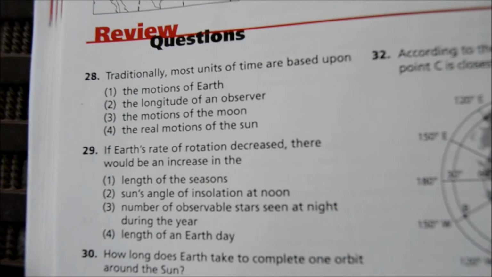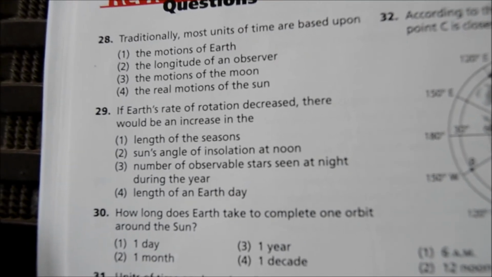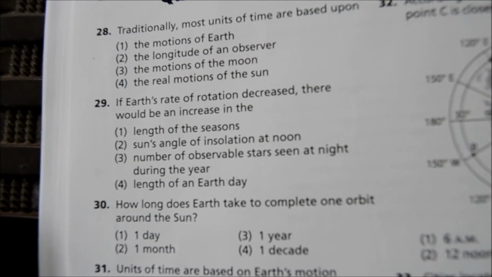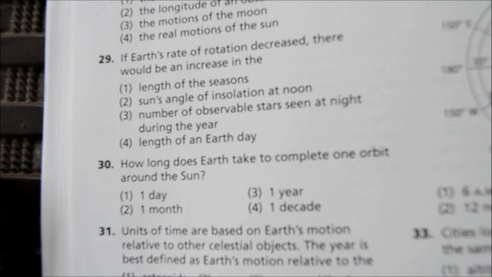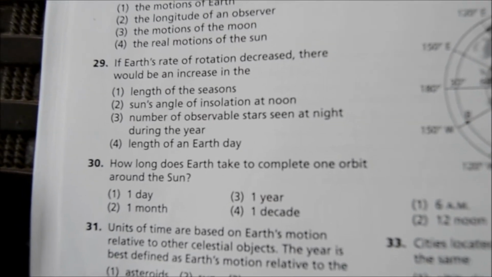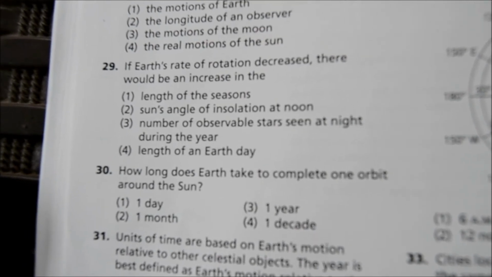29. If Earth's rate of rotation decreased, there would be an increase in the length of day. Our day is actually getting longer as the moon is moving further away. You had a question on that in geological history. During the Devonian time period, there were actually 400 days per year. Now as the moon moves away, the day is getting longer.